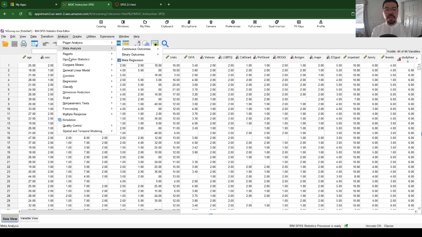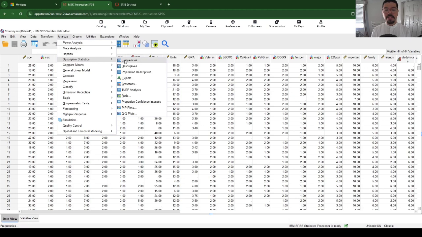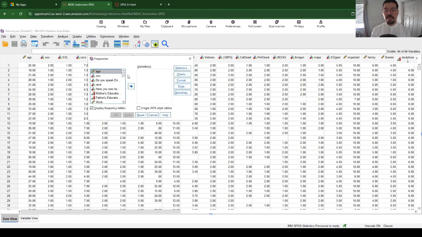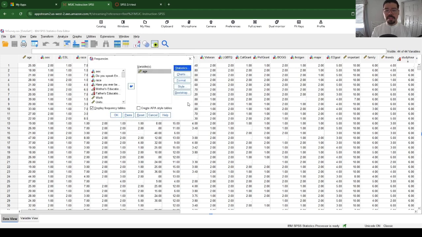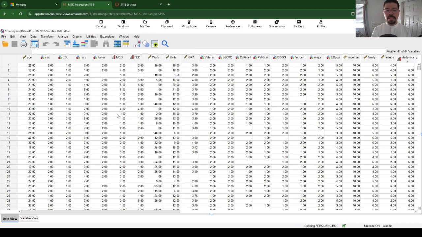So we're going to come down to descriptive statistics, click on frequencies. Notice that this is empty, as it should be. I haven't done any analyses yet. We'll take this age variable and move it over to this variable window. We'll come into statistics. We'll ask SPSS to produce the mean, median, and mode. We'll also ask it to produce the standard deviation and the variance. We'll select continue, and then we'll select OK.